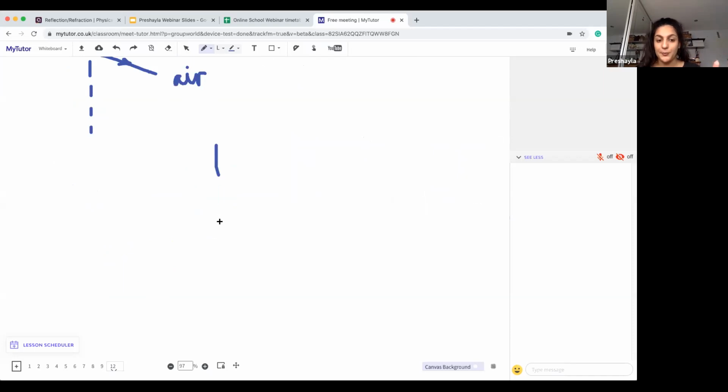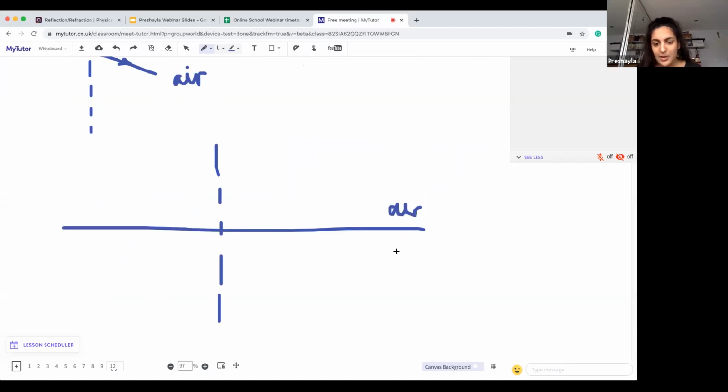I'm going to draw my normal and my boundary. This time I'm going to have air on the top, and the light ray is going into water. So the light ray is going from air to water. I'm going to draw my incident ray at 45 degrees or whatever you want. And you might want to carry it on, and you can rub this out later. This is what I like to do, just to make it nice and neat.